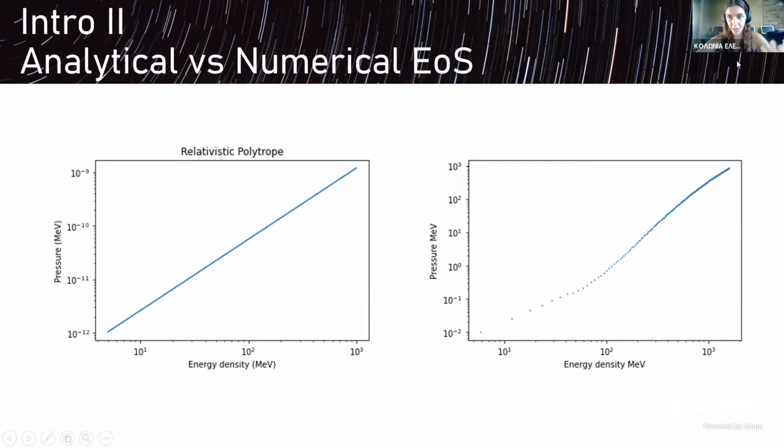Just to give you an intuition about the differences between numerical and analytical equations of state, the first one is the polytrope, as we said before. You can see it's a continuous line. It doesn't change. Whereas with a numerical equation of state, like the one I have on my right, you can see that there are distinct points. So we don't have a continuous equation of state, we don't have a continuous behavior. We just have points here and there that actually are the equation of state.